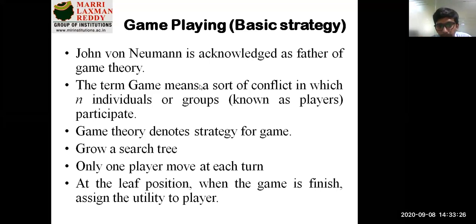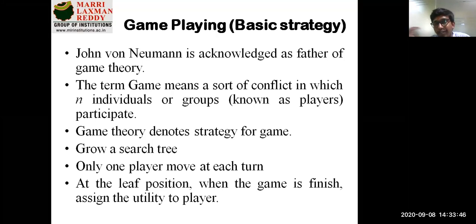Next, the term game means a sort of conflict in which there will be individual players. As I said, there can be a group of players, or a human and system interface. Likewise, there can be a number of possibilities. Game theory denotes strategy for a game, how you pass a game level by level. All the strategies you adopt as part of your game playing will be taken into consideration. Some games can be approached with a tree, some with a graph. This all depends.